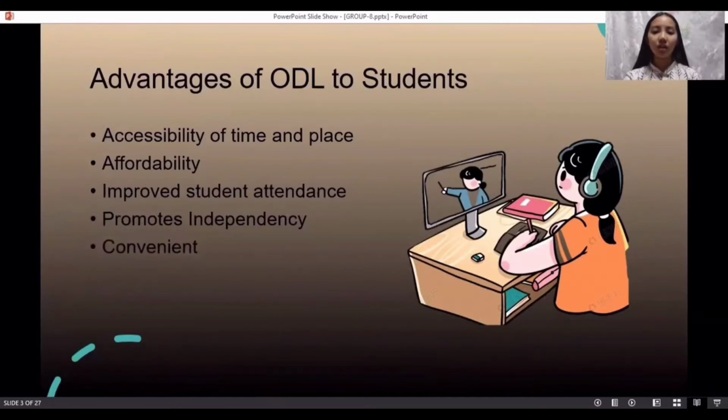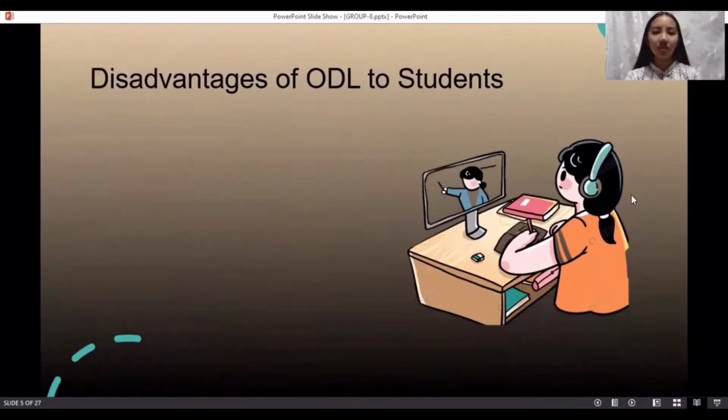Convenient. It is the greatest benefit of online learning as long as we have our own computer, cell phones, and internet connection. Learners can access anywhere and anytime. And lastly, flexibility. Learning becomes easier when aligned with one's learning needs and preferences. It also allows learners to study on their own.